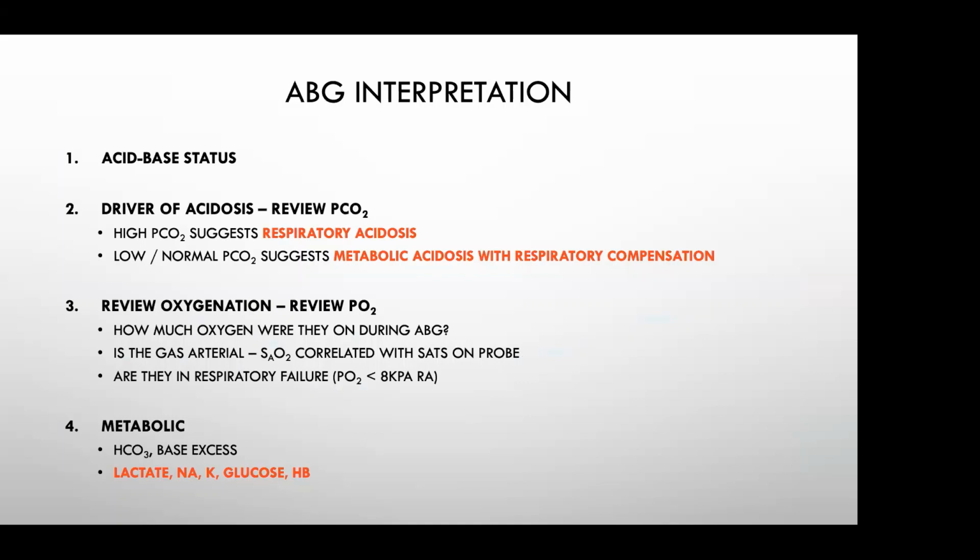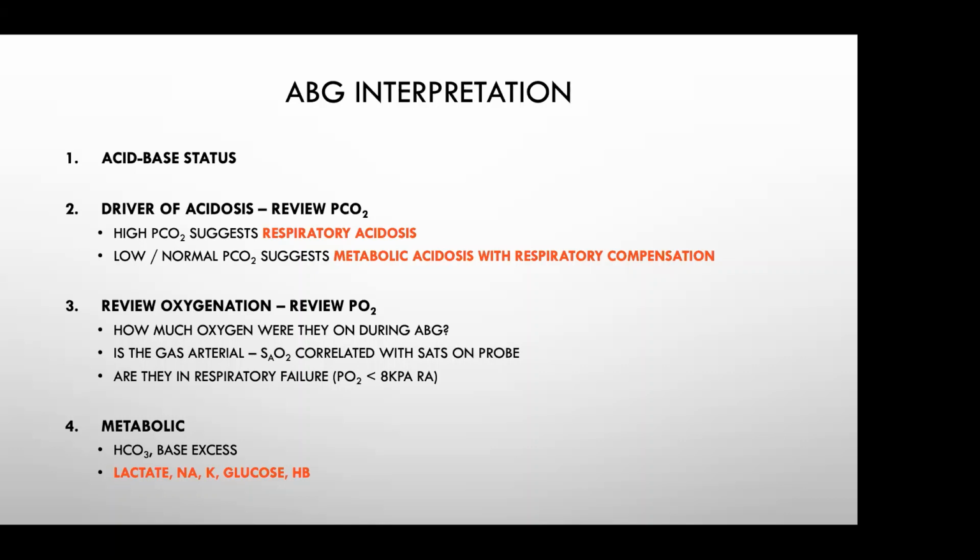After that, have a look at their oxygenation. So the first thing is, are they actually in respiratory failure? And if they're not, have they been hyperoxygenated? So if they've got a high PCO2 and a really high PO2, the answer is relatively simple. You can wean the oxygen down and repeat the gas. Next thing, common sense, check if the gas is arterial. So on the gases that you get, you'll see an SaO2 or a SAT on the gas. Does that correlate with the SATs on the probe?